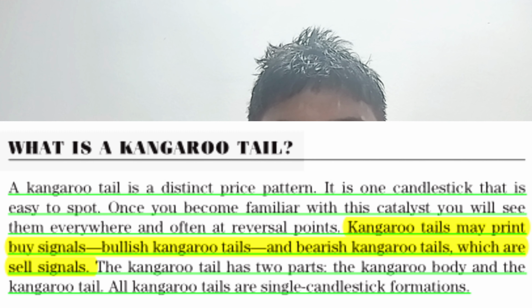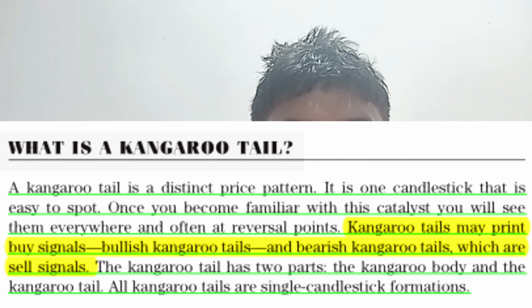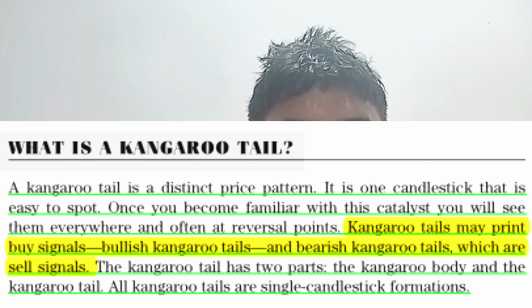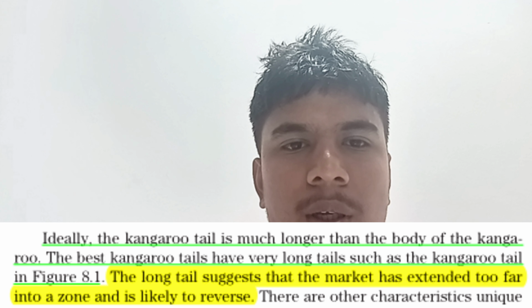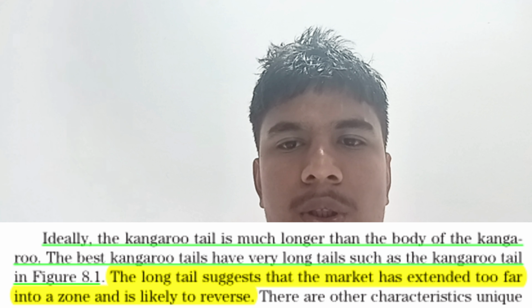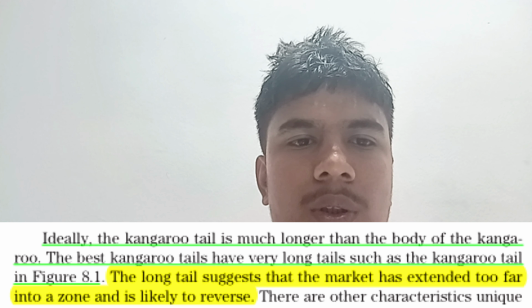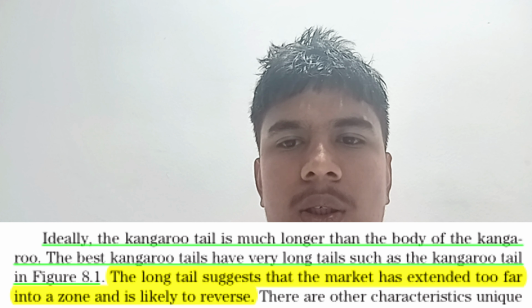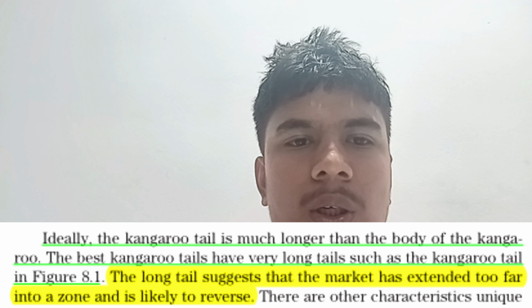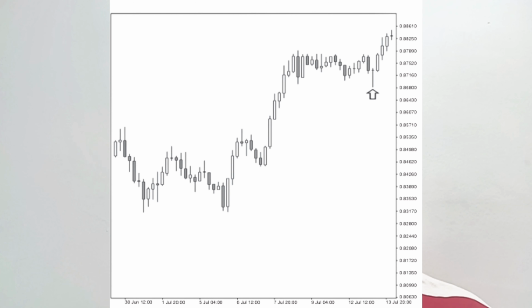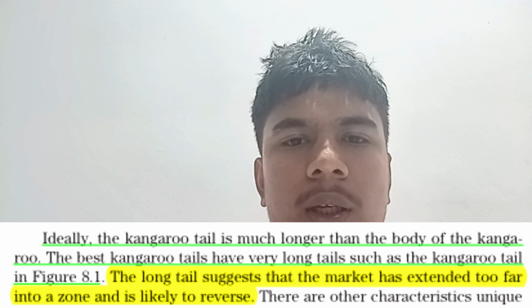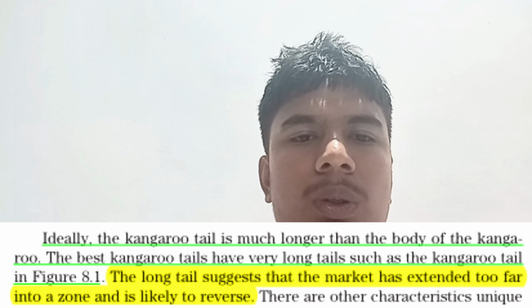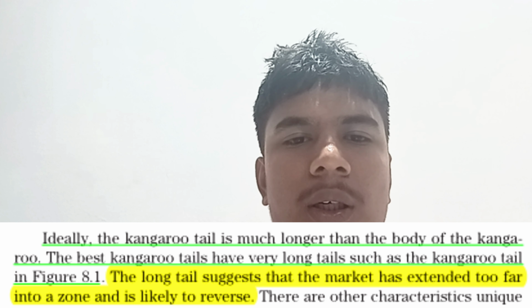The kangaroo tail has two parts, the kangaroo body and the kangaroo tail. All kangaroo tails are single candlestick formations. The tail is much longer than the body of the kangaroo. The best kangaroo tails have longer tails, such as the kangaroo tail in figure 8.1. The longer tail suggests that the market has extended too far into the zone and is likely to reverse.